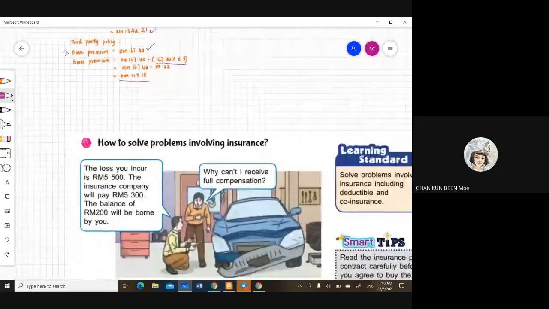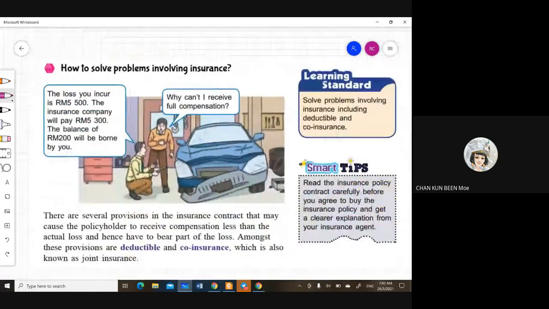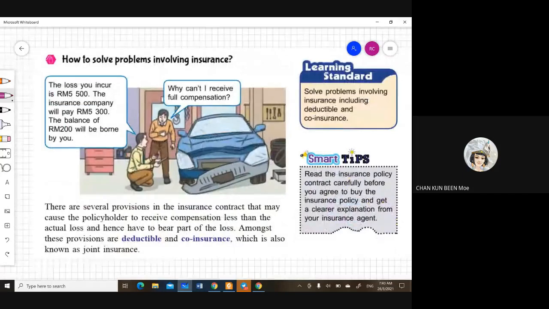Okay, so this is what you are going to learn today, which is solving problem involving insurance. Okay, and then we are going to finish this chapter also. So if you look at the picture over there, looking at the conversation given, this person was asking, why can't I receive full compensation when his car is damaged over there? He was involved in an accident. Okay, and then from the other one, this is what he said to him. The loss you incur is 5,500. The insurance company will pay 5,300. Okay, the balance of 200 will be borne by you. So he has to bear the 200 over here.